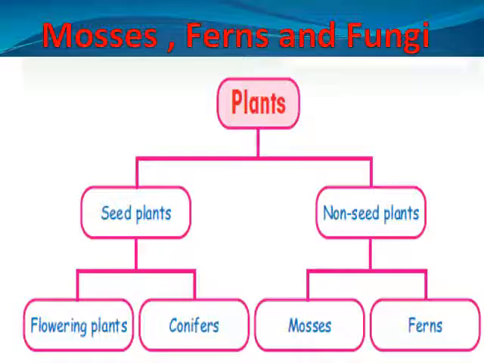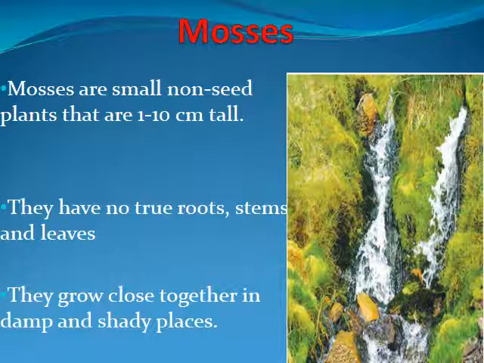Mosses, ferns, and fungi. Plants are classified into two types, seed plants and non-seed plants. Seed plants are divided into two types, flowering plants and conifers, while non-seed plants are divided into mosses and ferns. What are mosses? Mosses are small non-seed plants that are 1 to 10 centimeters tall, which means that they are very small. Do they have true stems, Hadi? No, they have no true stems, no true roots and leaves.